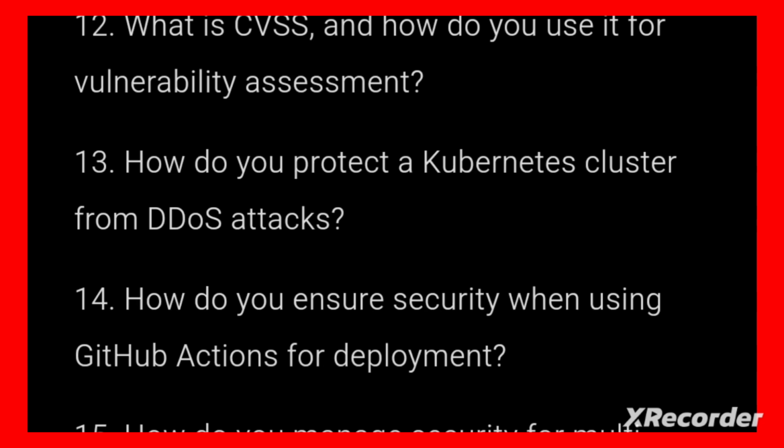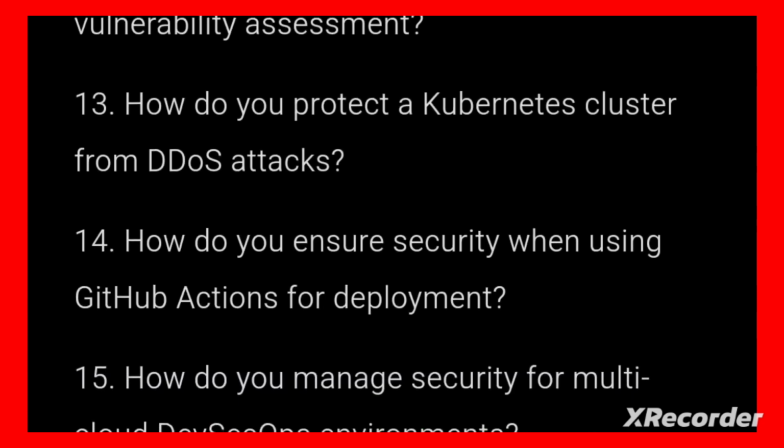And how do you ensure your security when using GitHub Actions for deployment? As a DevSecOps engineer, there is a GitHub security checklist, like the Jenkins security checklist. We make sure to follow that one. In that, I have remembered some pointers.